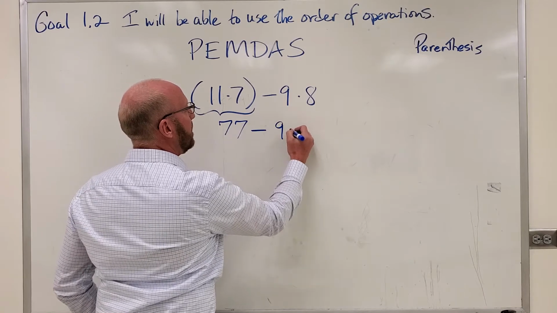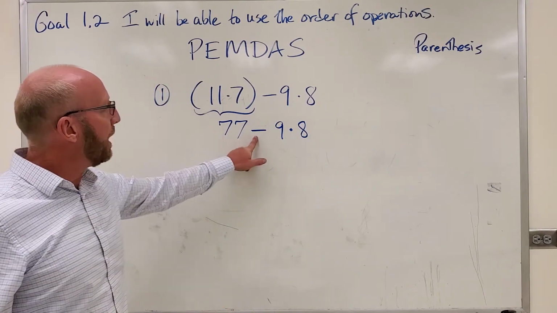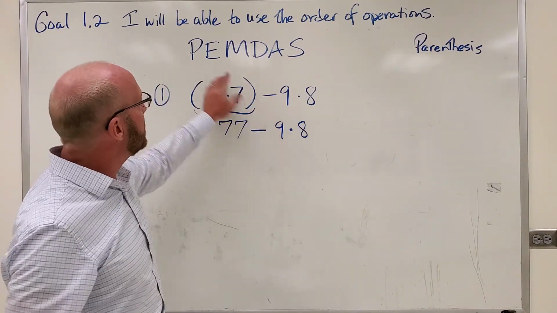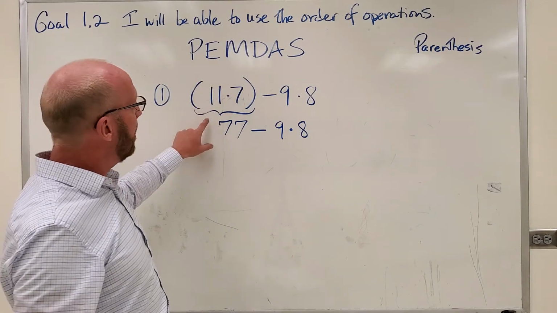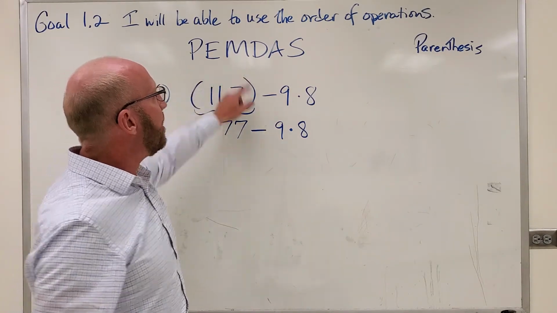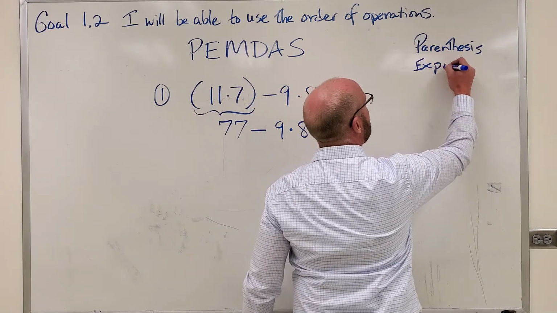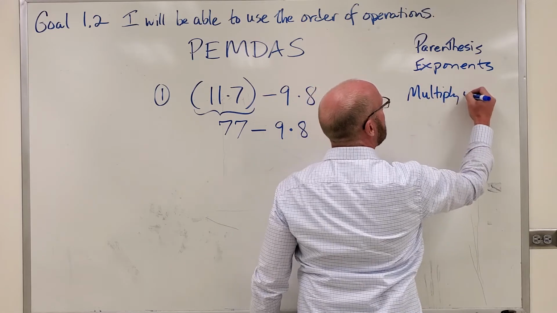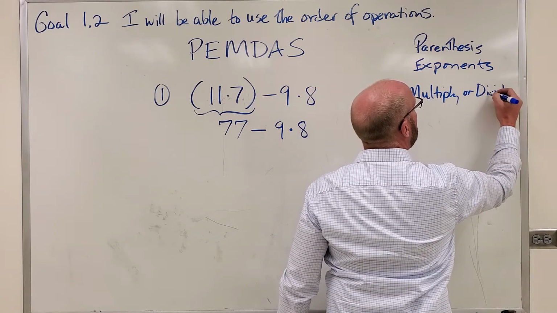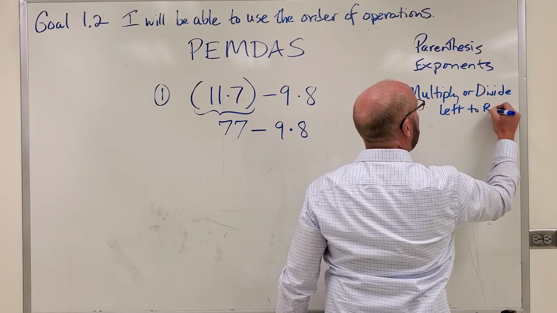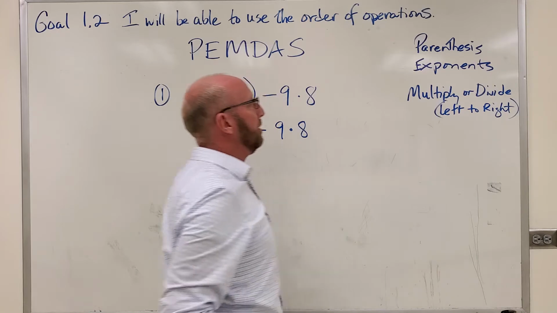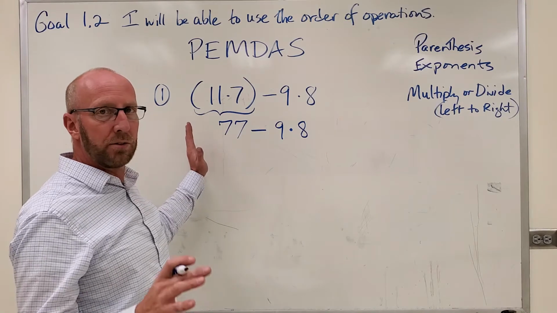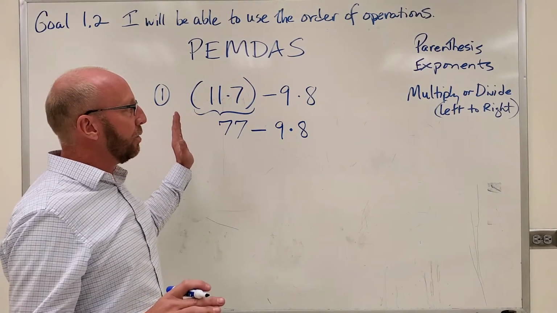Then I have a subtraction, so it's 77 minus 9 times 8. Now that I've done all of the parentheses, I'm looking for exponents. Do I have any exponents? I have no exponents, so I can move on. Now, after exponents, you either multiply or divide, left to right. I start at the left of my problem, and whatever comes, whether multiply or divide, doesn't matter. Do all the multiplying or dividing.